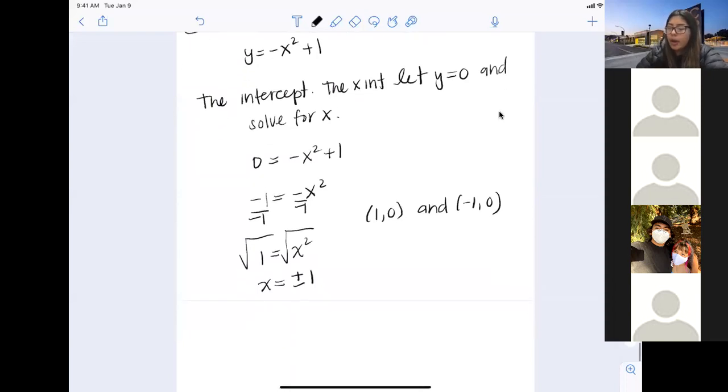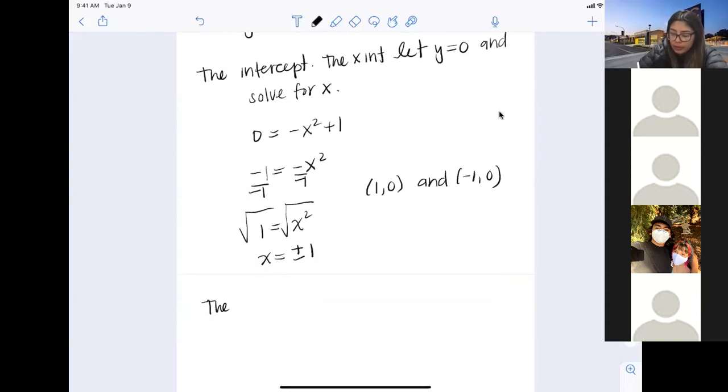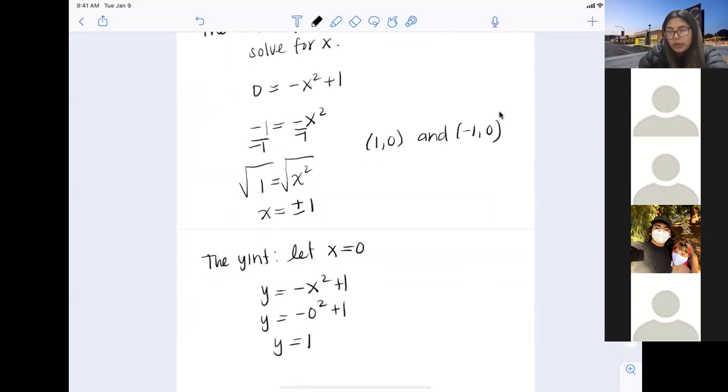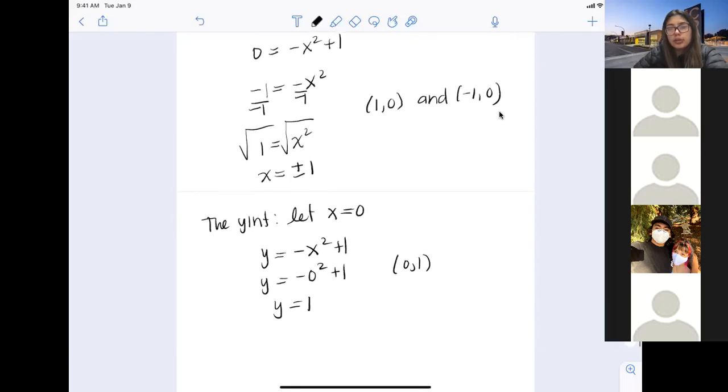Okay. Now the y-intercept, you let x equal 0. So you have y equals negative x squared plus 1. y equals negative 0 squared plus 1. y is equal to 1 because 0 squared is 0, plus 1 is 1. So our y-intercept is (0, 1). So the solutions, the intercepts, if you will, you should have 3 different intercepts: (1, 0), (-1, 0), and (0, 1). All of these are your intercepts.